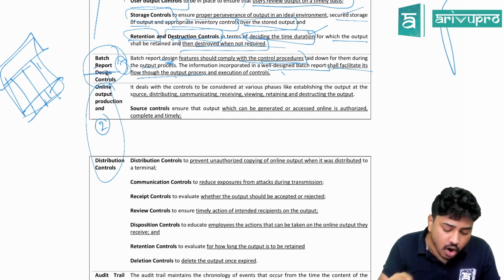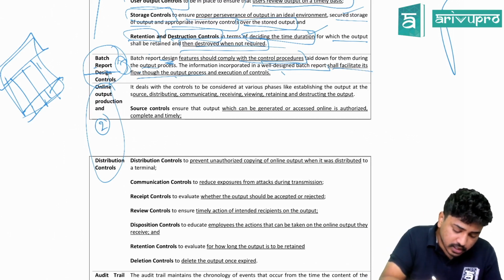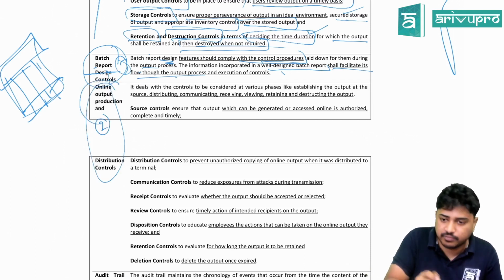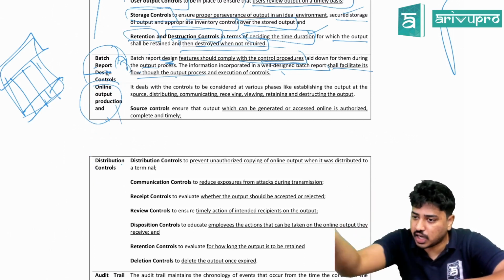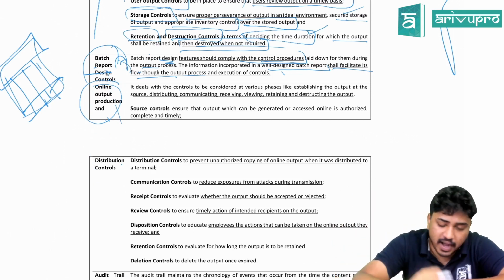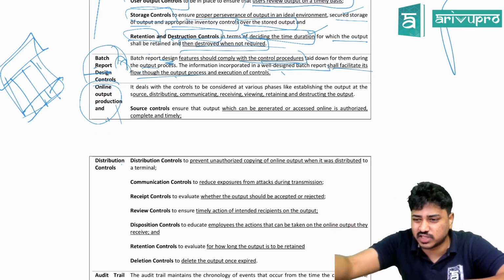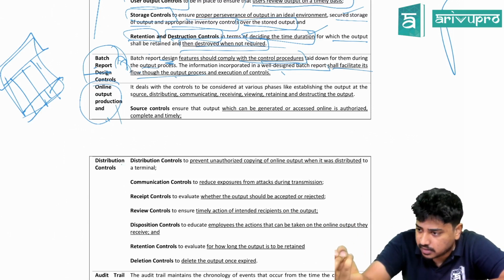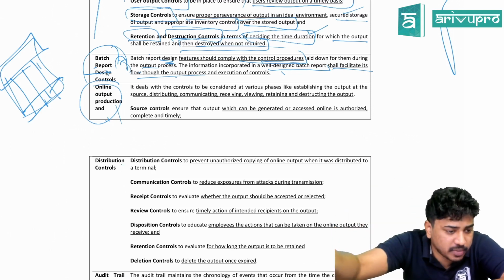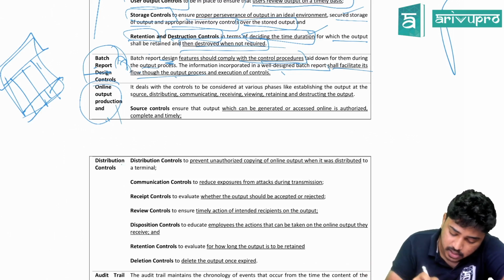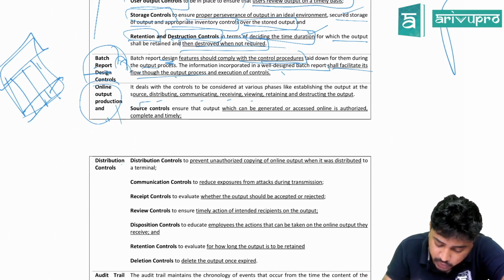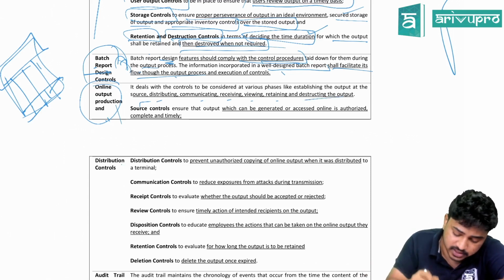Okay, done. Online. Till now we were seeing offline batch output and distribution. Now we are seeing online, virtually how the data is going to be transferred. Batch is more of how the printout is physically coming and you're circulating it. Here, online output means how the data from the database is getting viewed or distributed to other people. It deals with the controls to be considered in various phases like controlling at sourcing, distributing, communicating, receiving, viewing, retaining, and destruction of output. Let us see the first one.